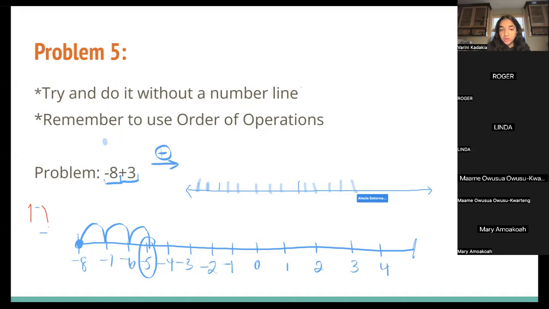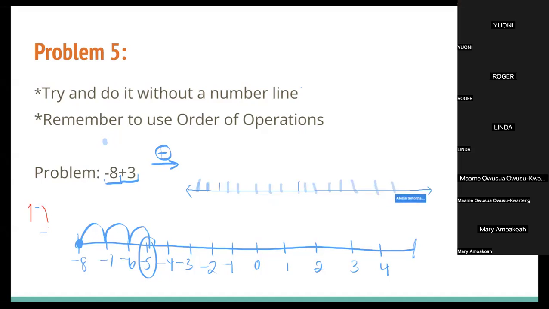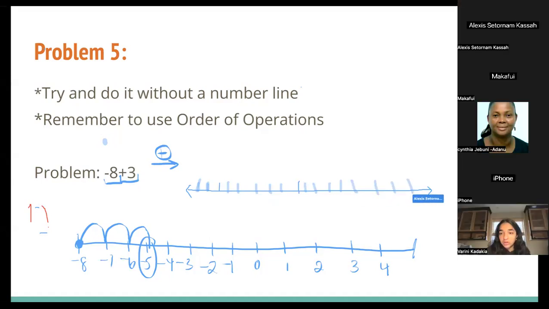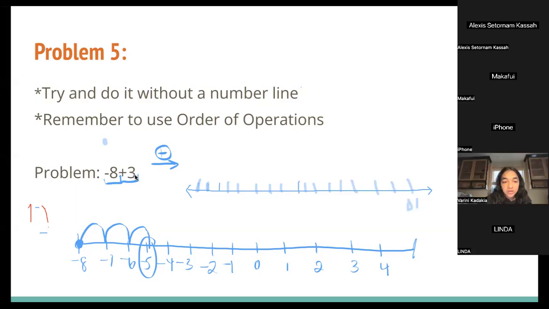Hello, Linda? Okay, do you want to explain? If someone is owing you 8 CDs, and the person pays you 3 CDs, it will be left with 5 CDs, which the person is supposed to pay you.